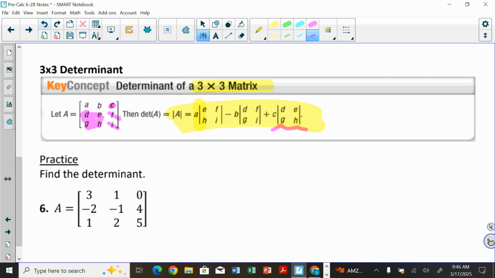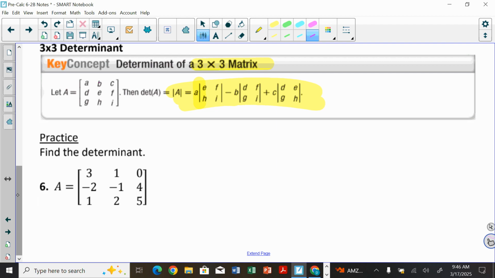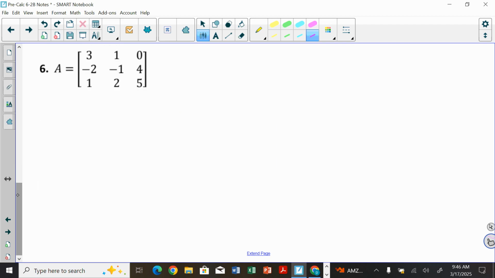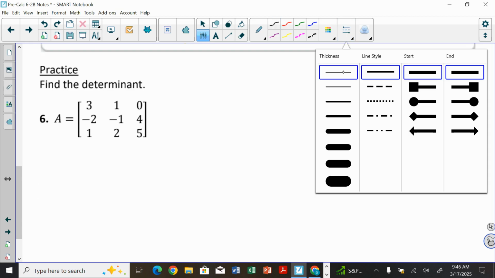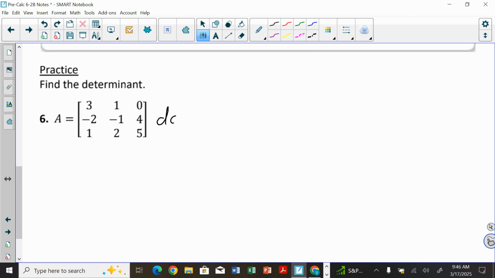So that's how we get these numbers. As long as you plug them in the right order and pay attention to what you're doing, you should be fine, because then it's just multiplication and subtraction. So let's take a look at this one. Again, we're finding the determinant of A, which we can also write like this. These long lines mean determinant.